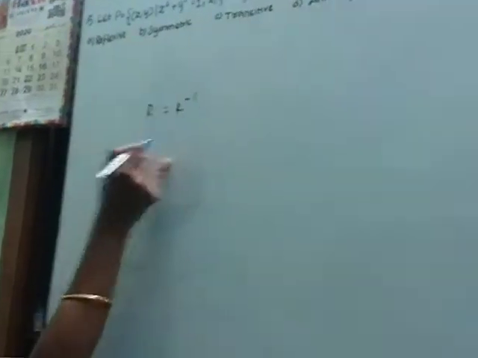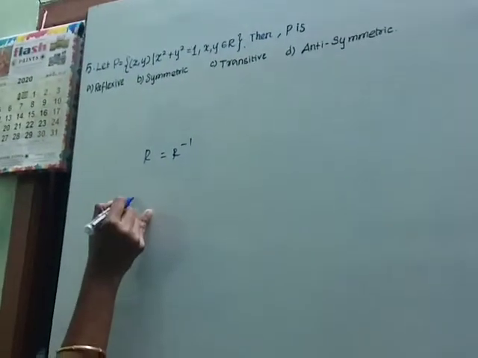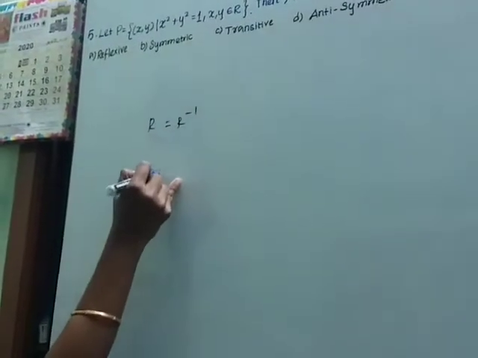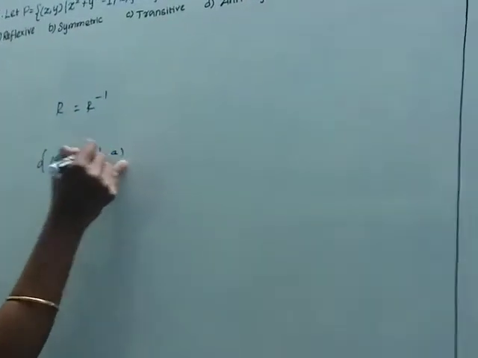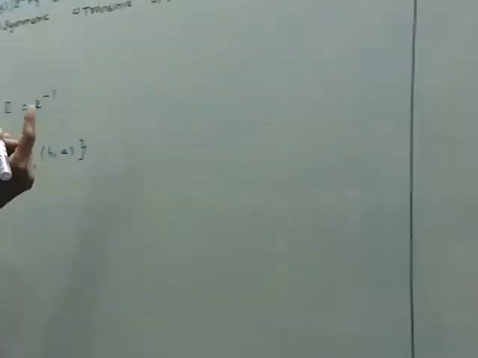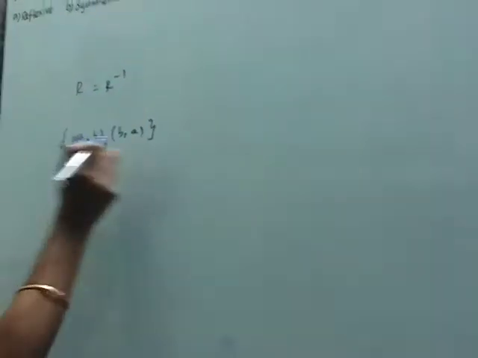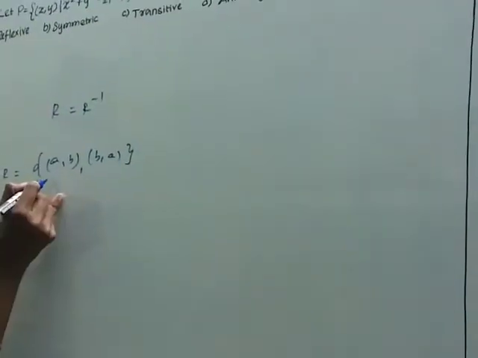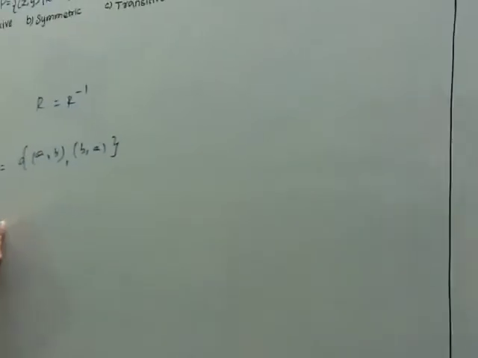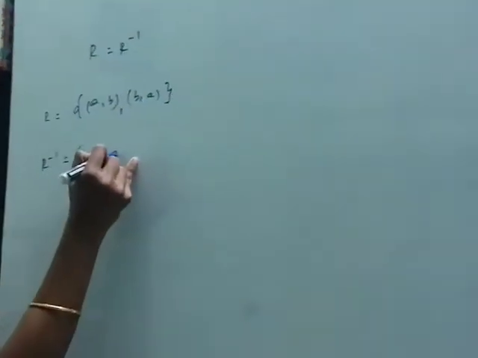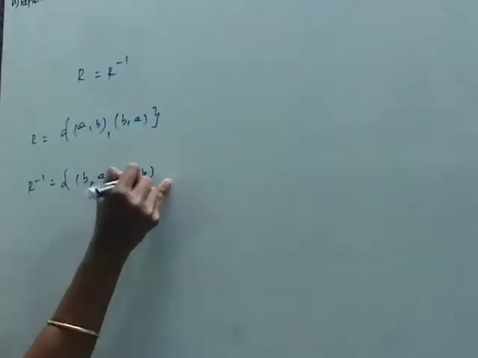That is, R equal to R inverse given means, let me give you an example. A comma B, B comma A. I gave that example 1 1, 2 2, 3 3, but this will be easier for you. R is equal to A comma B, B comma A. Then what is your R inverse? B comma A, A comma B.